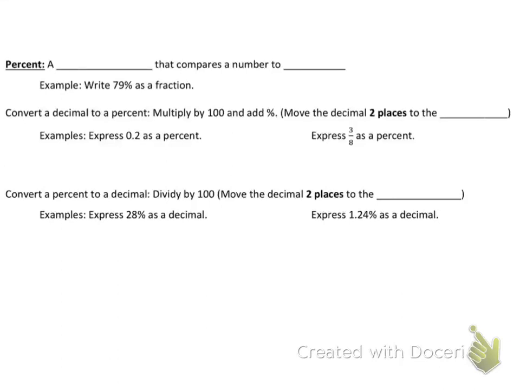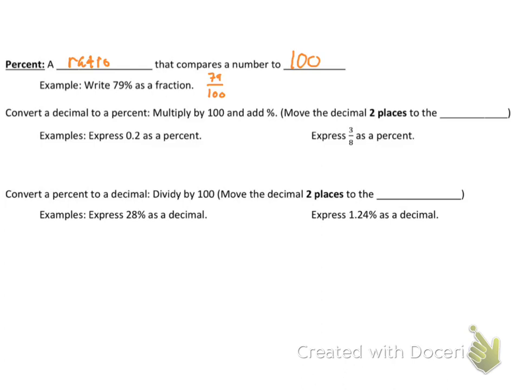Hey there, everybody. So today we are going to continue the discussion from the last video of ratios and proportions and extend those to percents. So a percent is a ratio that compares a number to 100. So 79%, if I wanted to write that as a fraction, as a ratio, well, that would be 79 over 100. Now, percentages also can be written as decimals and vice versa.